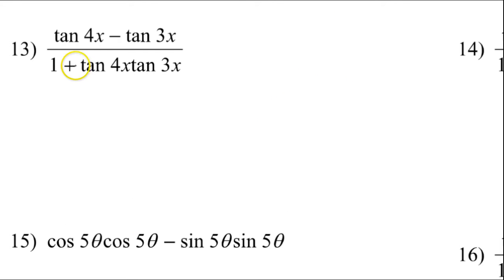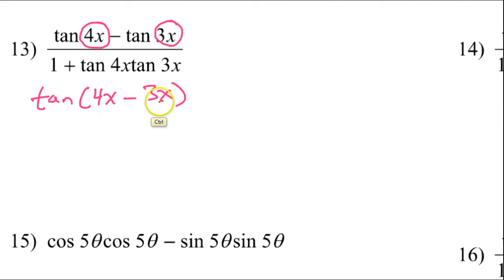Well, number 13 is clearly just the tangent formula, where the two angles involved are 4x and 3x. So this is the same thing as having the tangent of 4x minus 3x. And of course you can simplify that, and then you will get tangent of x. And that's the final answer.